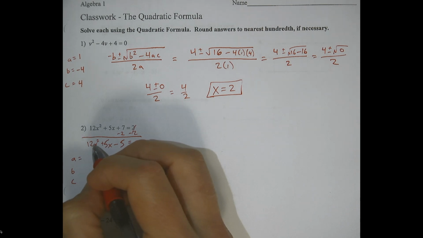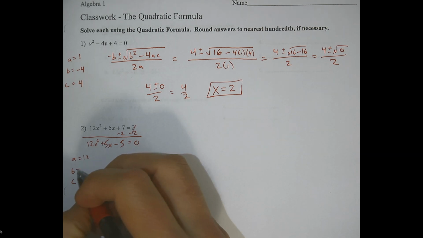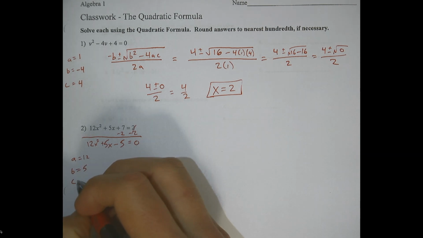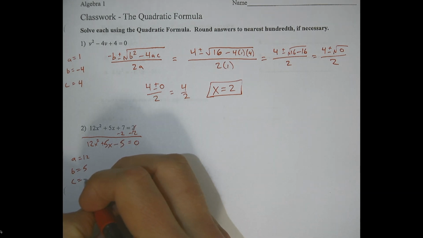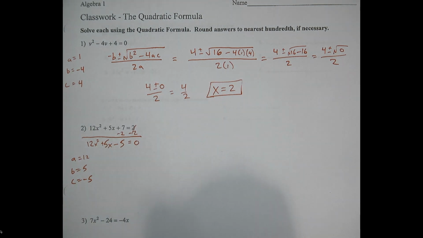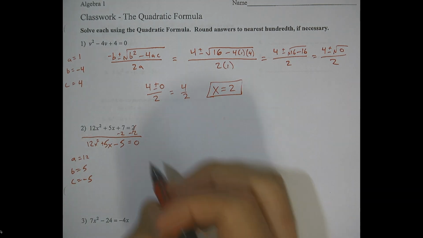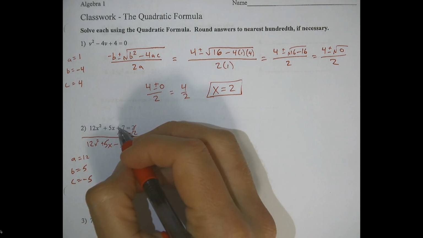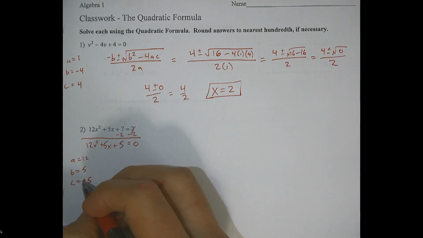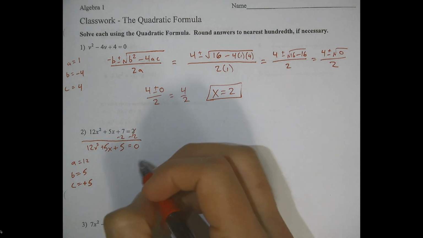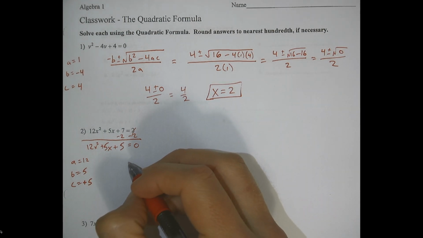So A, the coefficient to x squared is 12. B, the coefficient to x is 5. And C, the free number here is -5 because of the minus. And I don't know where that minus came from when I look at it. 7 minus 2 is +5. So this is +5, not -5. Okay, now we're ready to go.